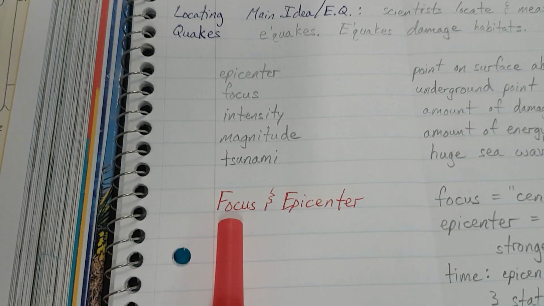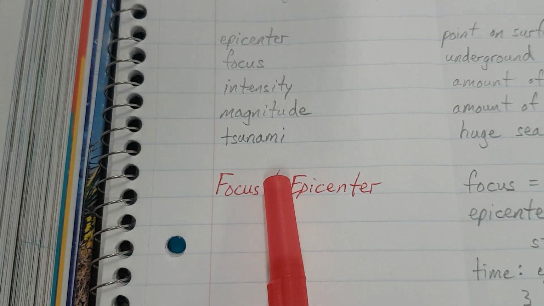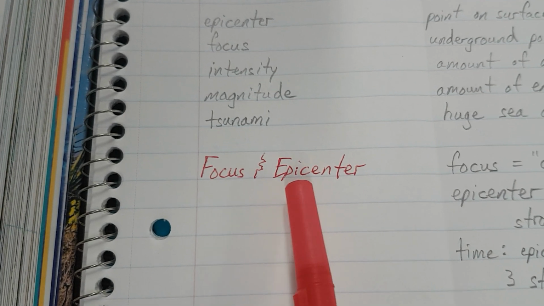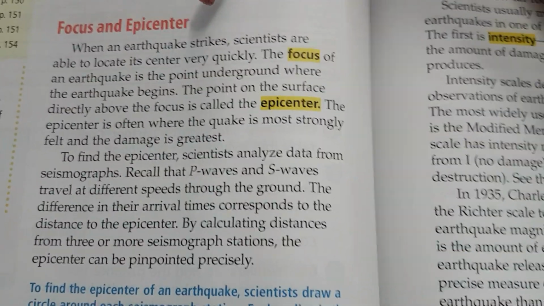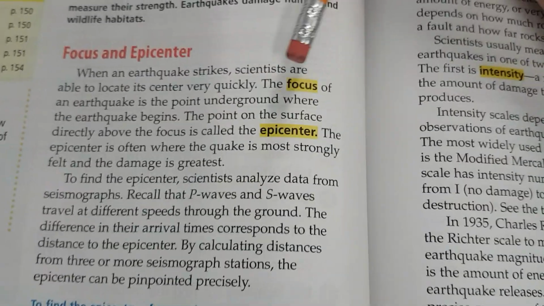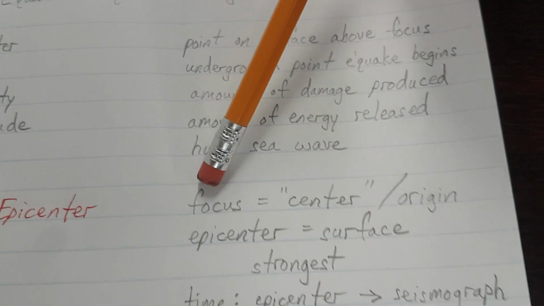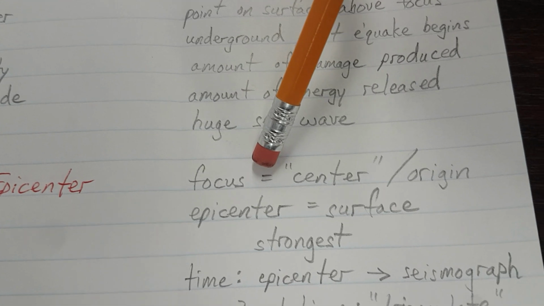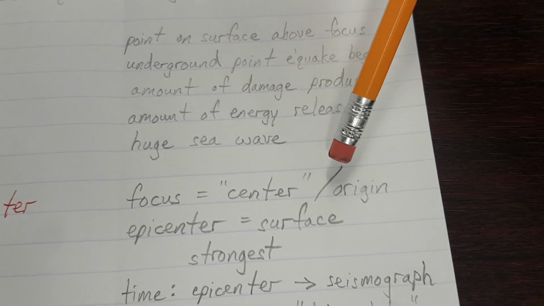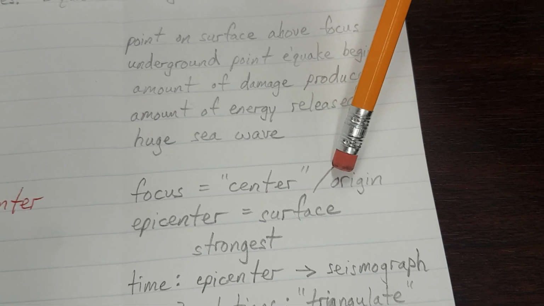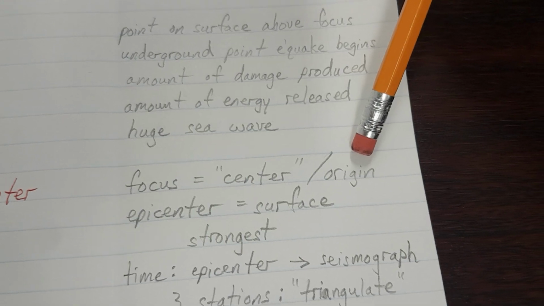Okay, our first section in red. Focus and epicenter. Focus, capital F-O-C-U-S. And, down 3 down, epicenter, capital E-P-I-C-E-N-T-E-R. When an earthquake strikes, scientists are able to locate its center very quickly. The focus of an earthquake is the point underground where the earthquake begins. Focus, F-O-C-U-S, equals, quote, center, C-E-N-T-E-R, close quotes, slash, origin, O-R-I-G-I-N. So the focus is the center of the earthquake, or its origin, where it started, where it originated or came from.